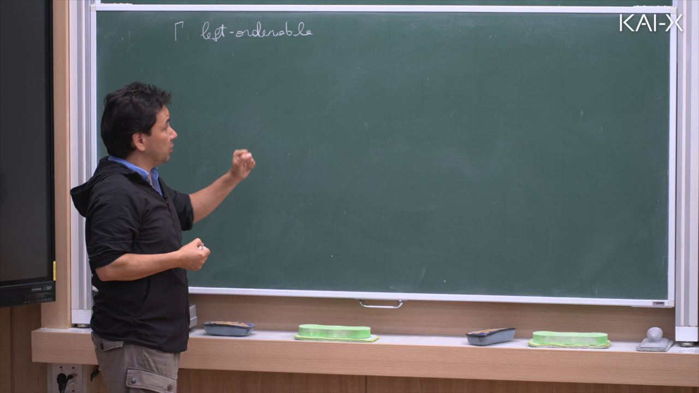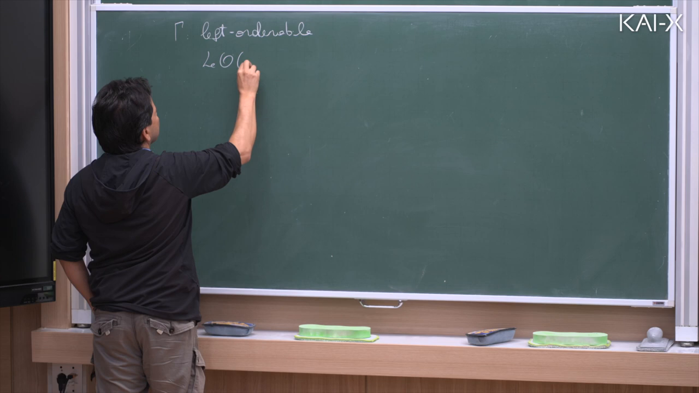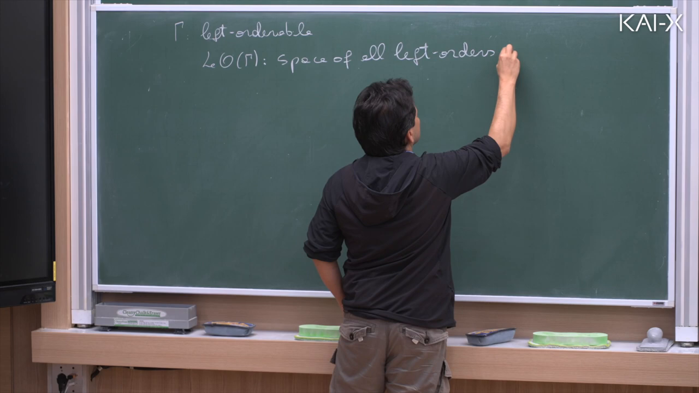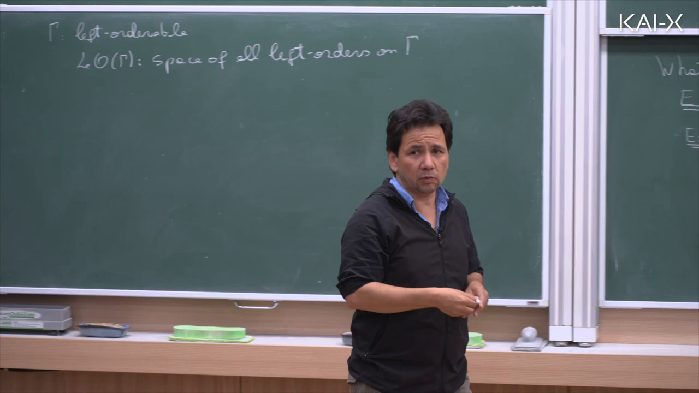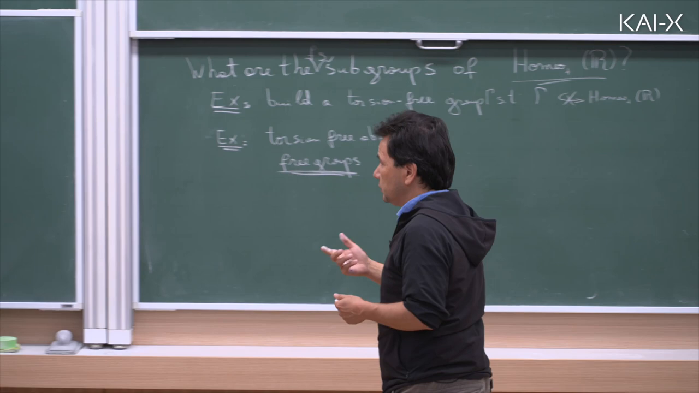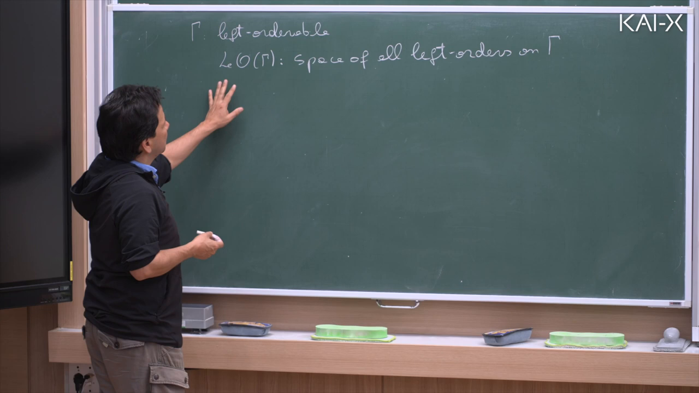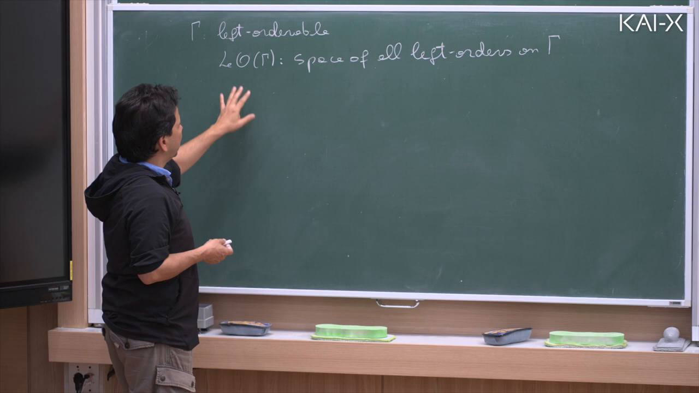So I will consider the space of all left orders on gamma. I will put them inside a single space. This is a very natural idea, and it has proved very important. It has led to the solutions of important conjectures to look at the whole space of left orders on a group. And what is nice is that, for the case of a finitely generated group, you can define a natural metric in this space so that it becomes a metric space, okay?